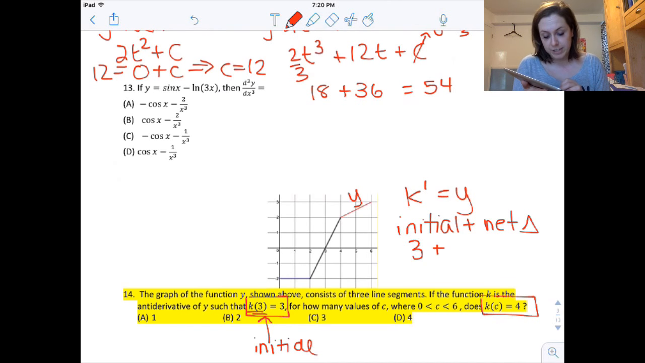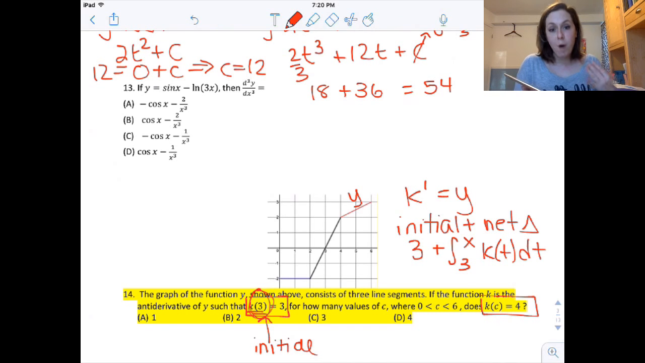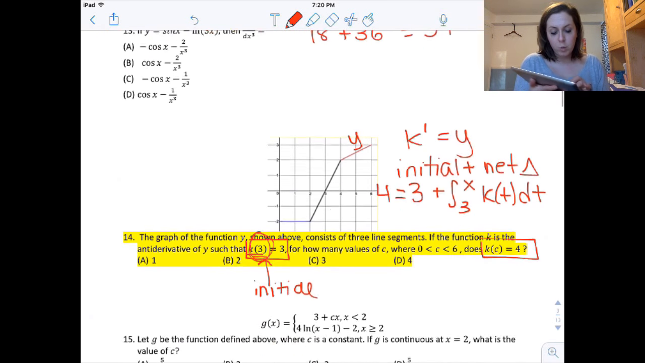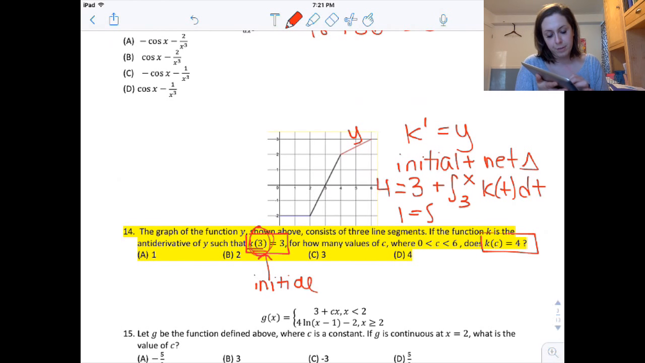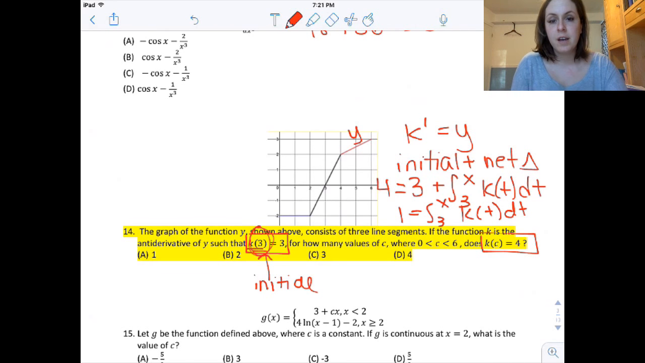The integral from, this occurs when k is 3, so from 3 to some x value of k of t dt. And what I want is for that to equal 4. So what I'm really saying is, for how many places under this curve would the integral from 3 to x of k equal 1? How many times would that equal 1? So we need to really think about this.